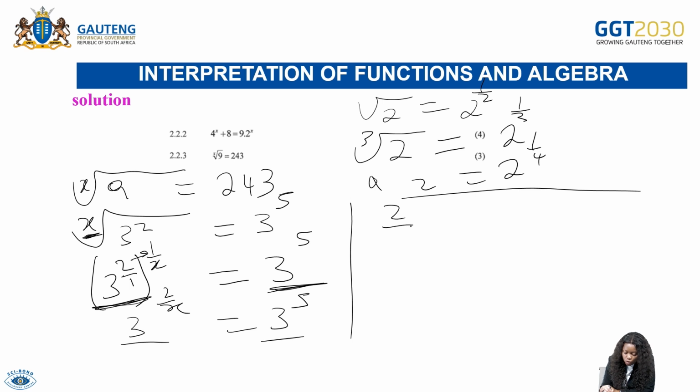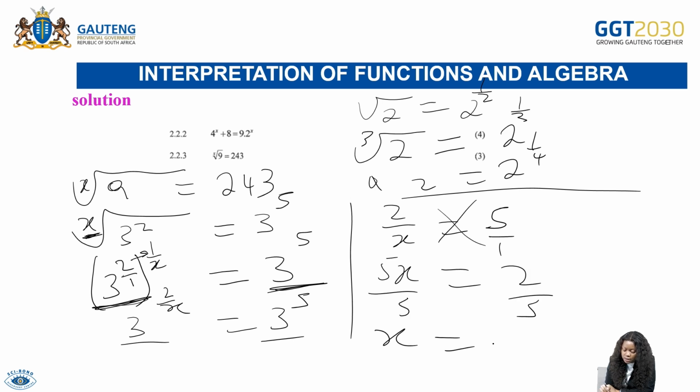So you'll have 2 all over x equals 5. This one is over 1. Then from here, you need to solve for x. How do you solve for x? Cross multiply: x times 5, you get 5x, equals 2 times 1, you get a 2. You divide by 5, you divide by 5. Then your x equals 2 all over 5. And then you get your full 3 marks.